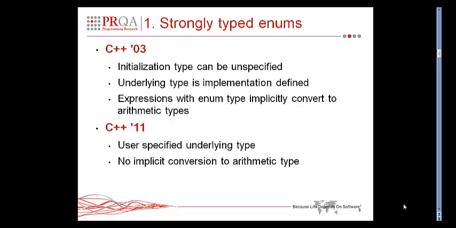The final issue with enums in C++03 relates to the fact that they can implicitly promote to arithmetic types, and this might lead to surprising situations where an enum can appear in some arithmetic expression. So C++11 addresses these problems by allowing the user to specify the underlying type, and also by disabling the implicit conversion to arithmetic types.